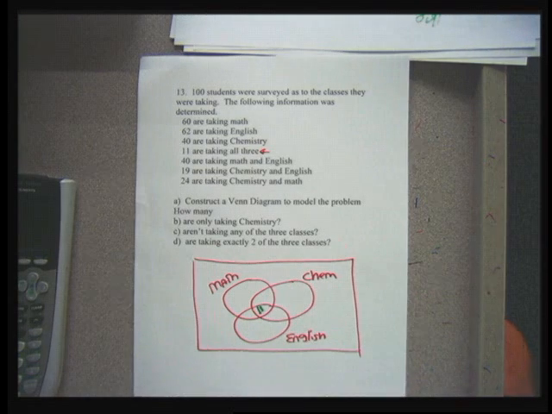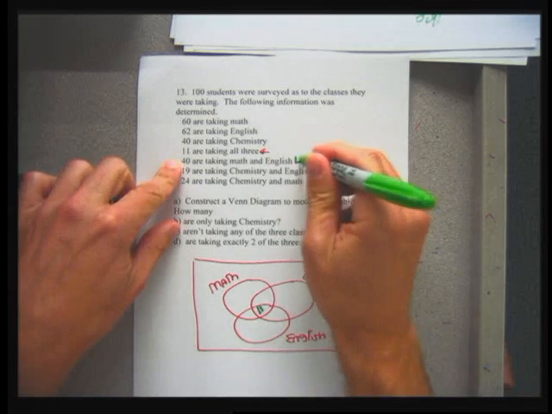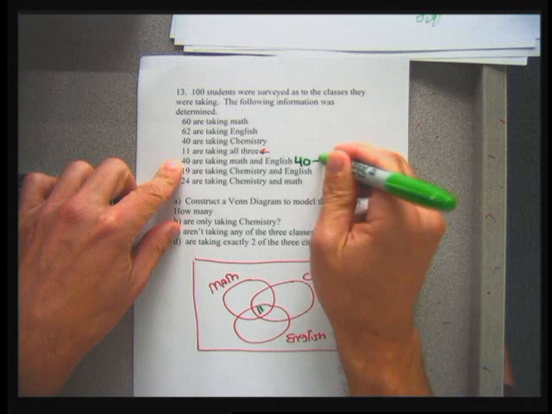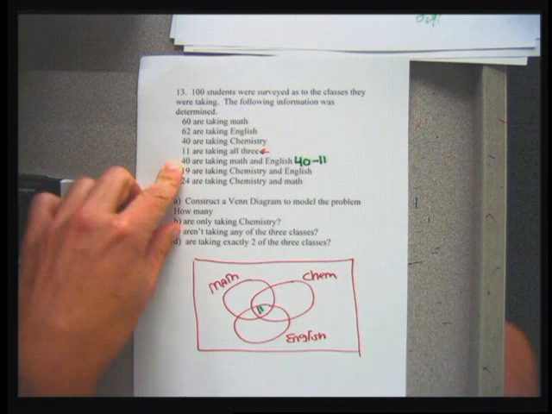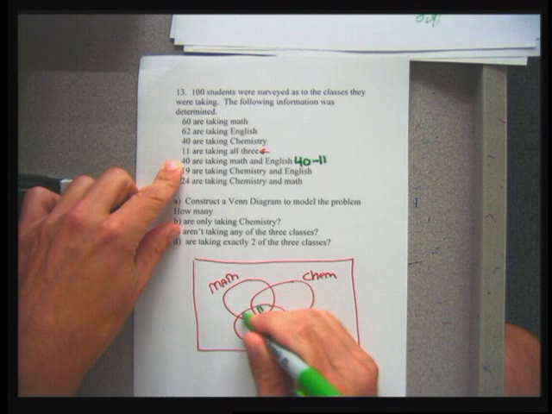Now I'm going to go to the double areas. So those that are taking math and English, to figure out the rest of the overlap between the math and the English, I have to subtract the 11 that are taking all 3 that are included in there. 40 minus 11 is 29, so there's 29 students taking only math and English, and that's this region right here between the math and the English circle.